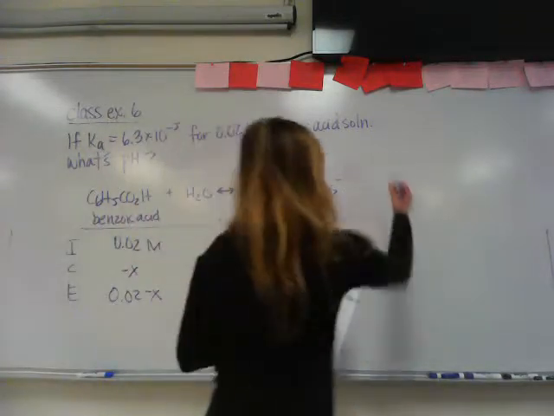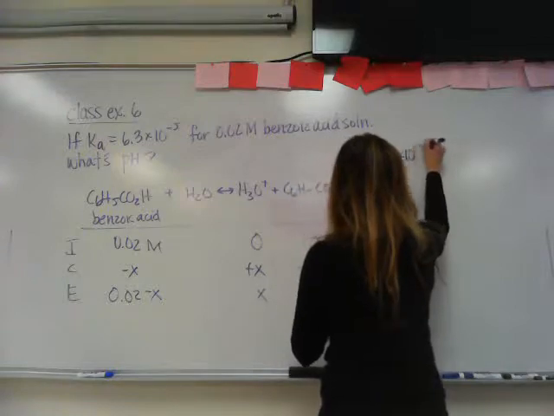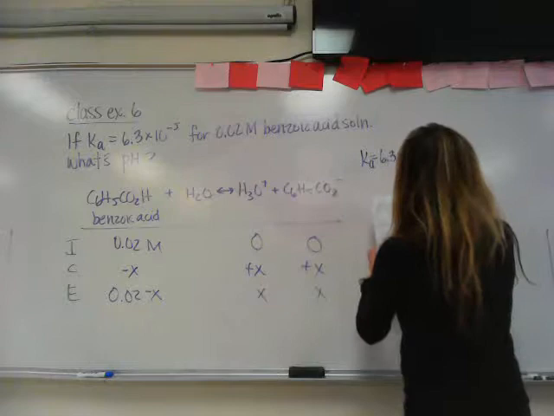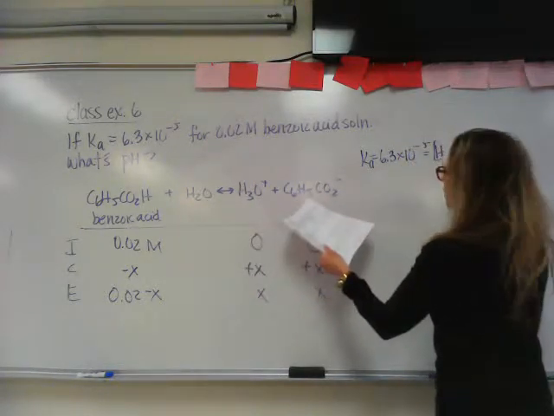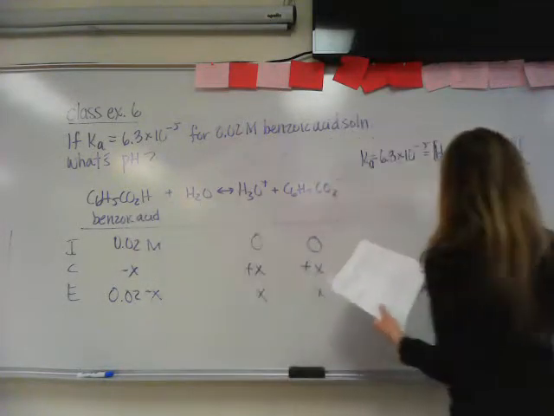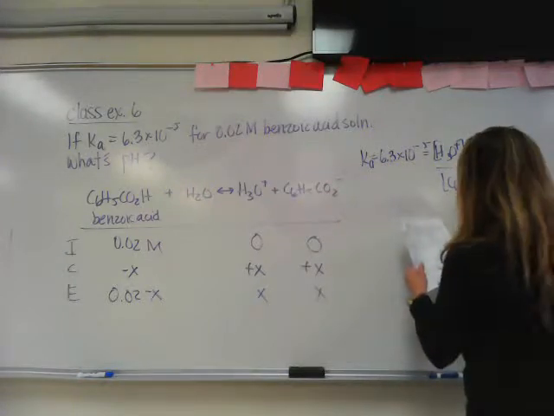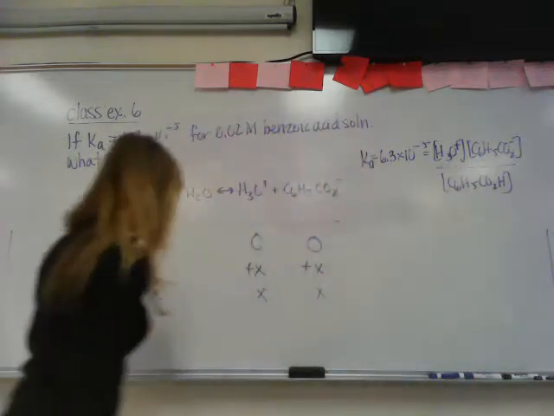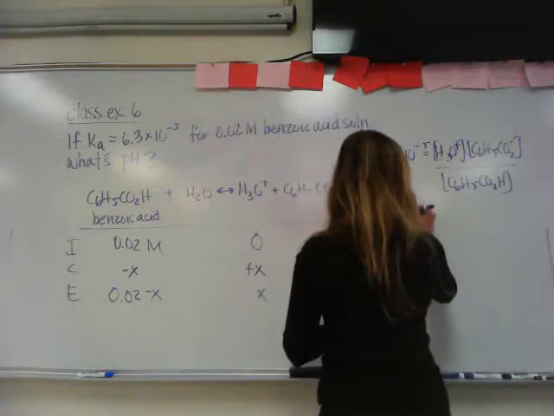And so if we're going to do Ka, the Ka is 6.3 times 10 to the negative fifth, as given in the problem, and this is equal to the hydronium ion concentration times the concentration of C6H5CO2 negative divided by the concentration of benzoic acid. Now, we substitute X's here, and we substitute 0.02 minus X here. So this is going to look like this.